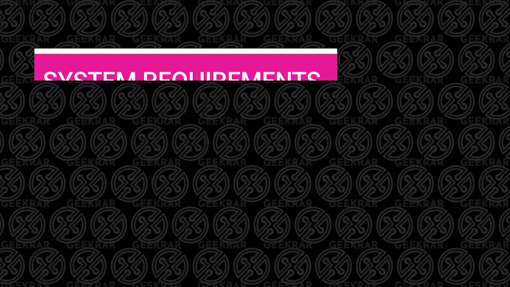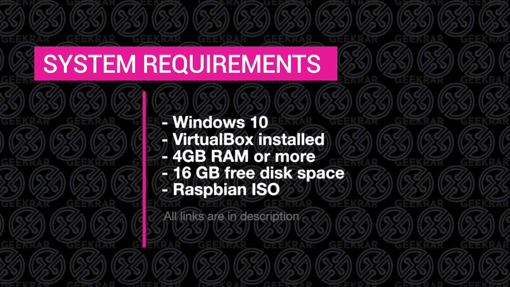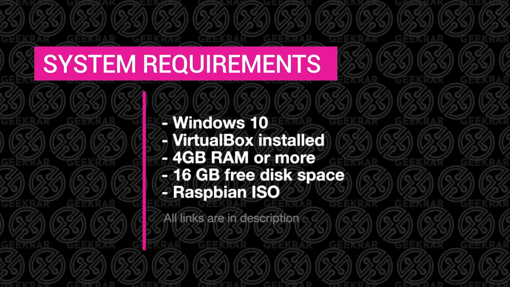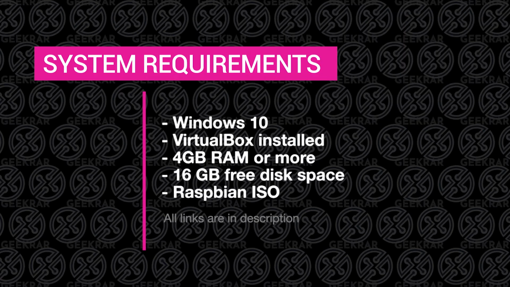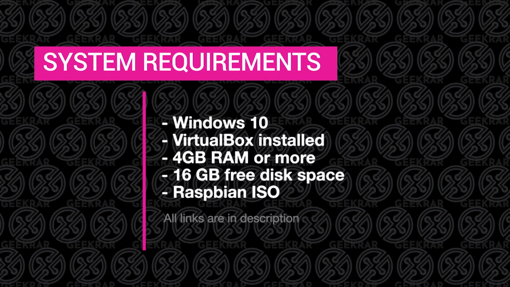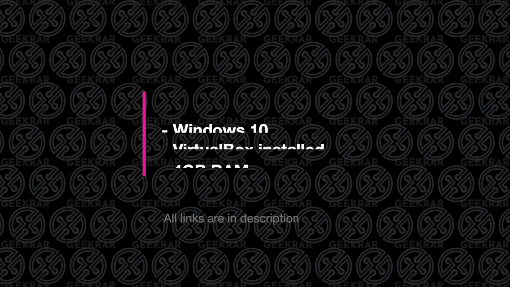Before we begin, let's take a look at some system requirements and what we're going to be using to install this. We're going to be doing this on Windows 10, so you're going to want to have that installed as your operating system. Next, you'll need to have VirtualBox installed on your computer. And if you don't already have that, you can check out this video and I can show you how to do that. You're going to need at least 4 gigs of RAM, 16 gigs of disk space, and you're also going to need the Raspbian ISO image, and everything that we're going to be doing in this video will be linked in the description below. So with that out of the way, let's get to the installation.